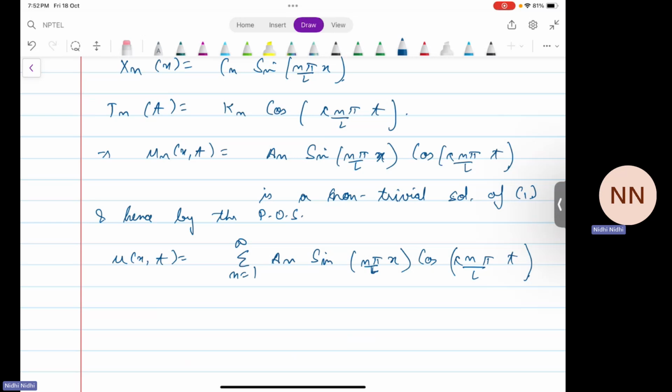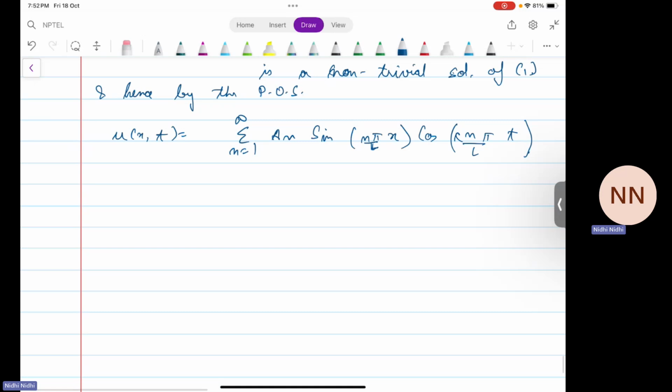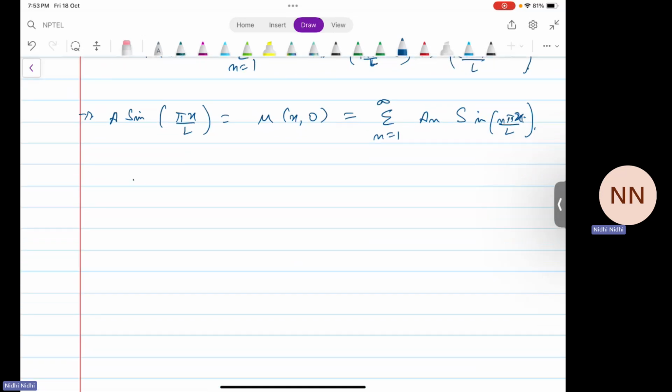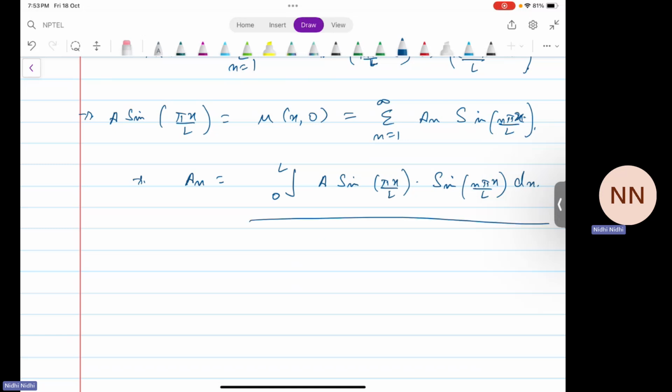Then we will use the initial condition u(x,0) equals a sine pi x by L. This implies a sine pi x by L is equal to u(x,0), which is summation n from 1 to infinity a_n sine n pi x by L, since cos 0 is 1 and we are left with just a_n sine n pi x by L. From here we can evaluate a_n as the integral 0 to L of a sine pi x by L sine n pi x by L dx, divided by the integral 0 to L of sine square n pi x by L dx.